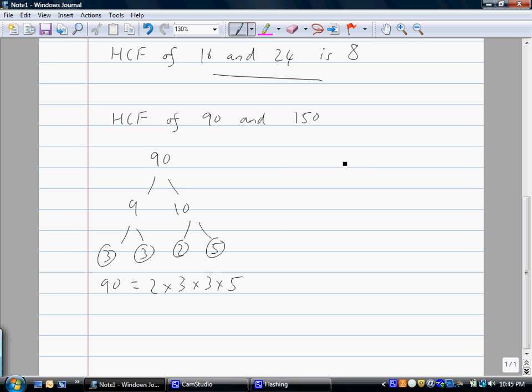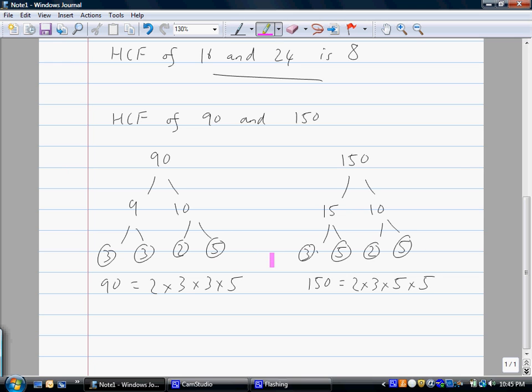I'll do the same for 150. So that's 15 times 10. 15 is 3 times 5. They're both prime. And 10 is 2 times 5. They're both prime. So 150 is 2 times 3 times 5 times 5.